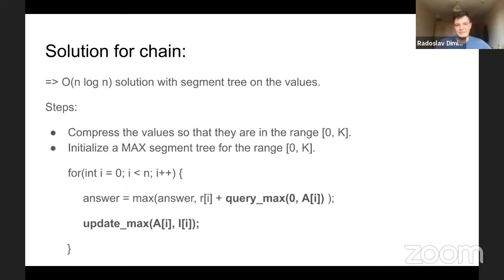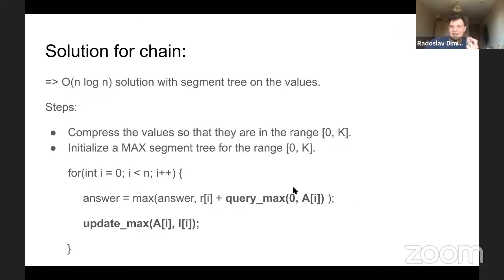Then what we're going to do is go through the elements one by one, and we make the answer. Here we have one candidate for the answer on the first line in the loop. I hope you can see my cursor. The first line in the loop compares the answer with right of the current position i, which is the amount we can extend to the right, plus query max for the range from 0 to a_i, where a_i is the current value.